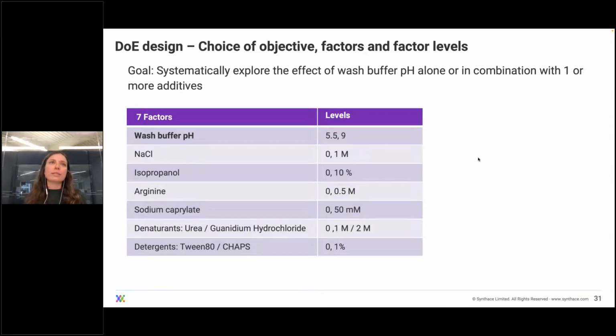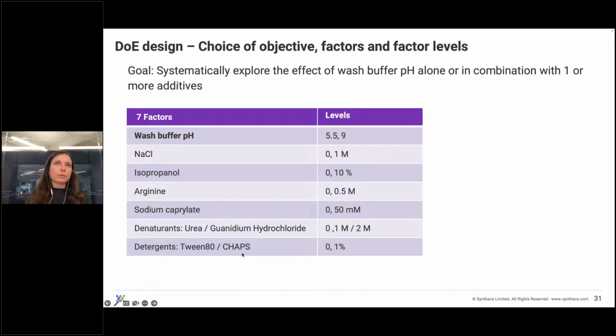And the goal here is to look at the effect of wash buffer pH specifically alone or in combination with any of these additives, which are quite different. So they are expected to disrupt the interactions in different ways. And you might notice here, I've included these two groups where I've added either urea or guanidinium hydrochloride, and another group, detergents, where we have Tween 80 or CHAPS.